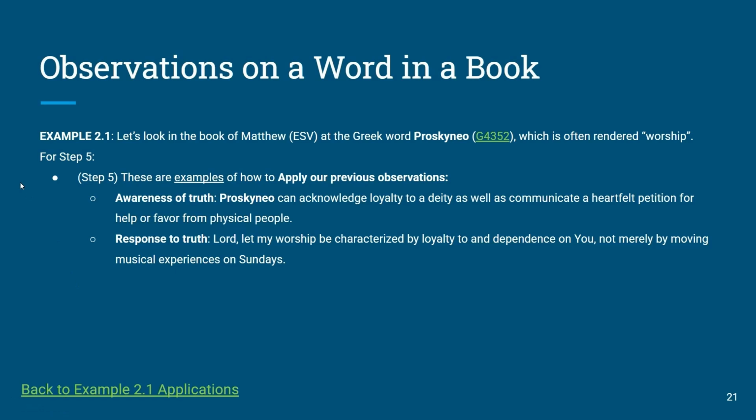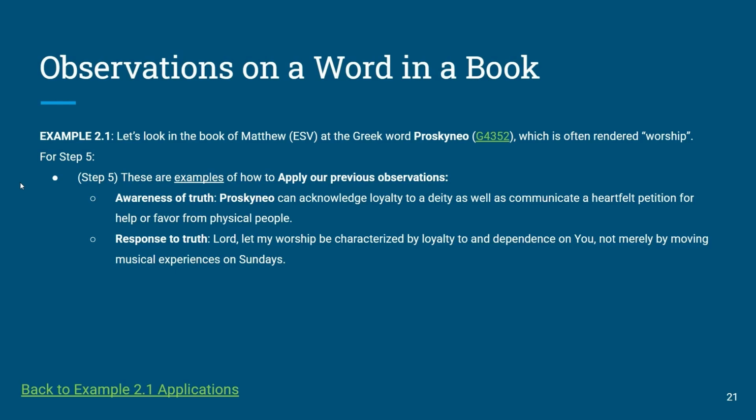We could look at an awareness of truth and try and synthesize our observations together, and we might say something like, proskuneo can acknowledge loyalty to a deity as well as communicate a heartfelt petition for help or favor from physical people. A response to this truth might be something like this: Lord, let my worship be characterized by loyalty to and dependence on you, not merely by moving musical experiences on Sundays.